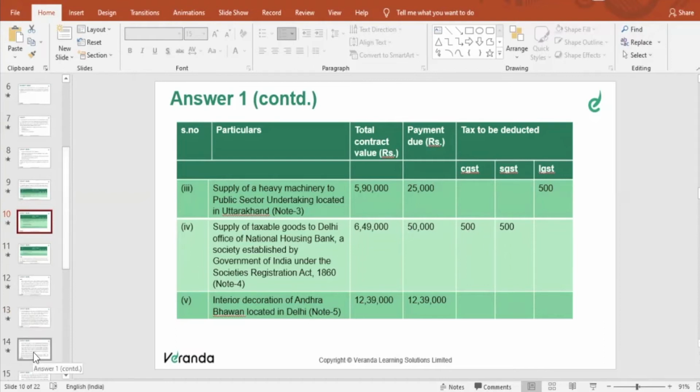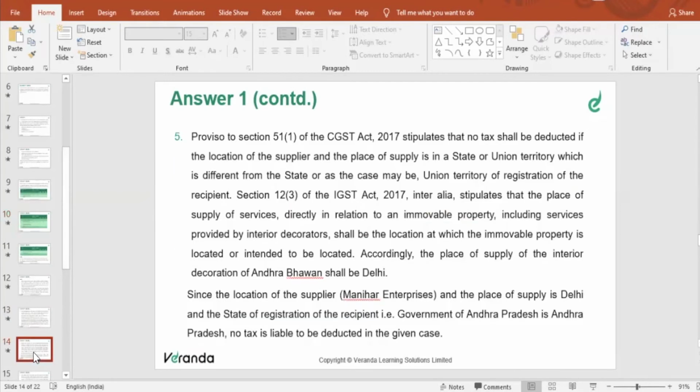The next one, the proviso to section 51. It stipulates that, okay, the Andhra example: the Andhra government is asking us to do interior decoration services to the Bhavan in Delhi. So the place of supply is Delhi, the supplier is Delhi, and the recipient is in Andhra Pradesh. So what does the proviso say? It stipulates that no tax shall be deducted if the location of supplier and the place of supply is in a state or union territory which is different from the state or union territory of registration of recipient.